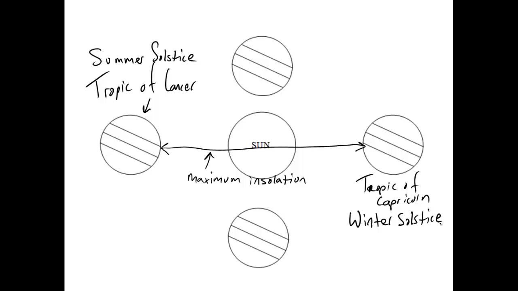The first day of summer for us in the northern hemisphere happens in June, anywhere from June 21st to June 23rd. The winter solstice happens in December, somewhere from December 21st to the 23rd. The winter solstice happens on December 21st to 23rd, when the sun's most direct insolation strikes the Tropic of Capricorn. And for the northern hemisphere, when the sun's most direct insolation strikes around the Tropic of Cancer, that's the summer solstice on June 21st to 23rd.